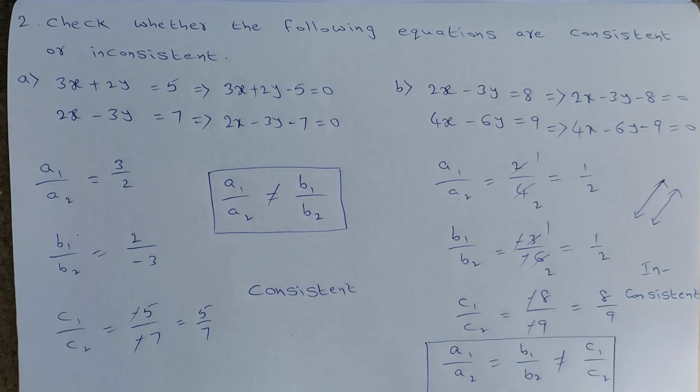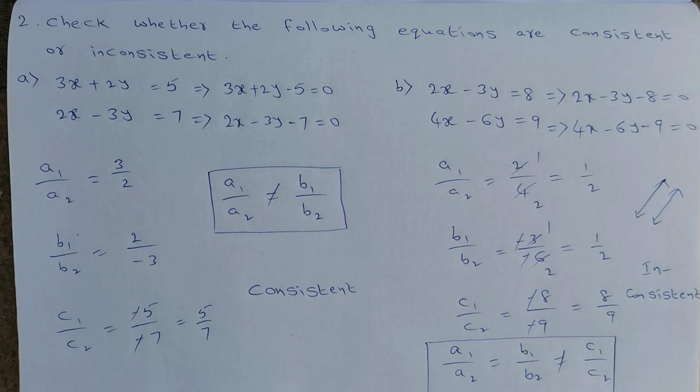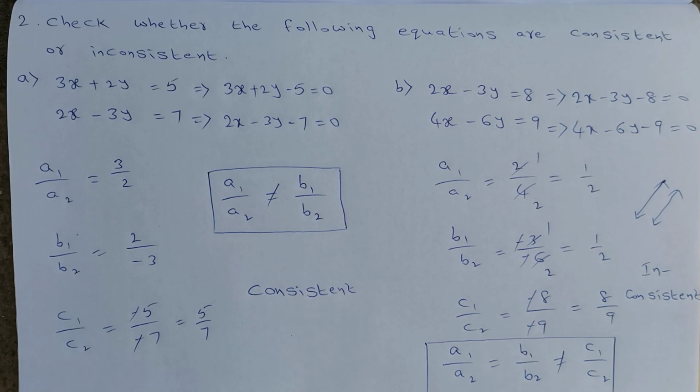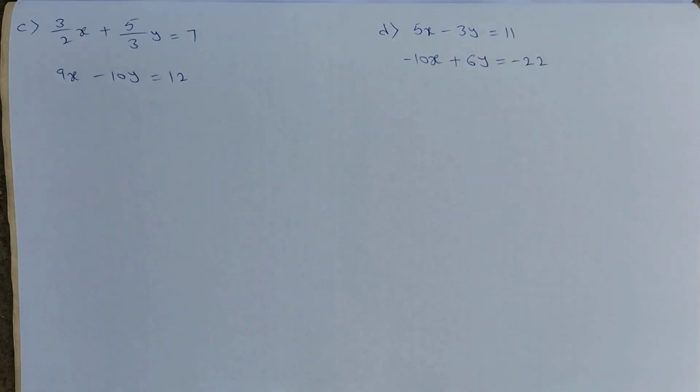At least one solution should be there, then only they are consistent. If zero solutions are there, those two lines will be inconsistent. Okay, let's check the next question.